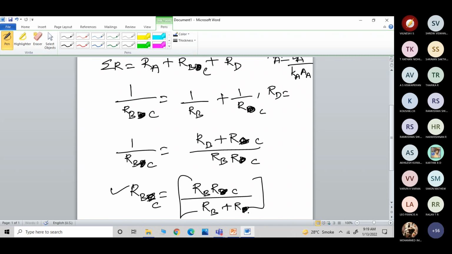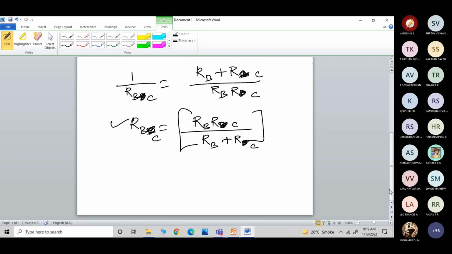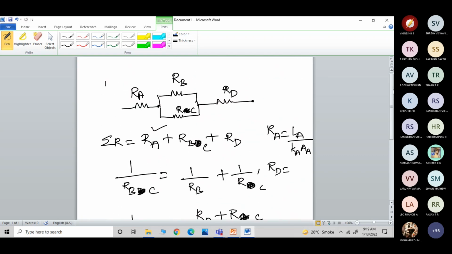Please correct me if I am wrong. Okay, so similarly R suffix D will be equal to LD divided by KD into A suffix D. Okay, and RA resistance is equal to LA divided by KA into A suffix A. Am I correct, students? Yes.